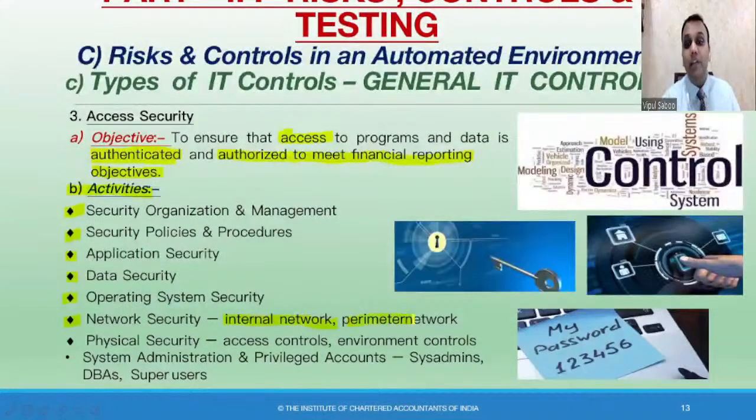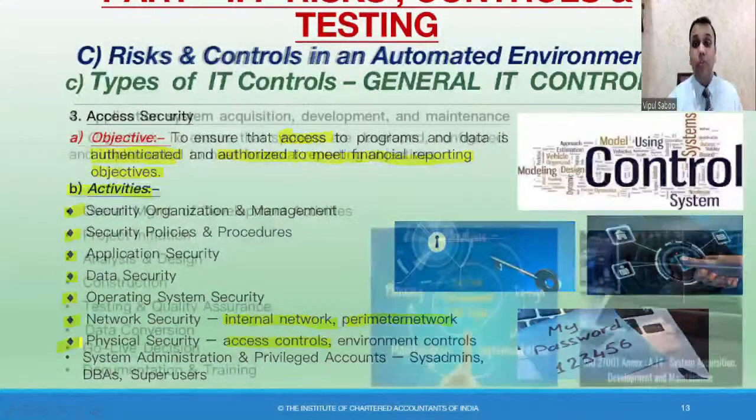Perimeter network is the network around your perimeter, wide area networks. When you search for Wi-Fi around an area, you can see many Wi-Fis available. There are public Wi-Fis which are easily available without any password. So such kind of perimeter networks. Then physical security, I said access controls, environment controls, system administration and privileged accounts, right? Super users I have already talked about. So these are the access security related controls.